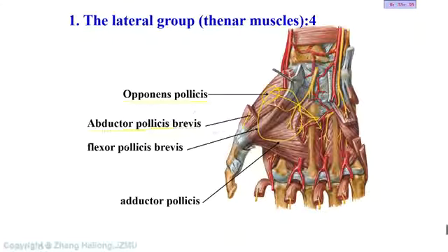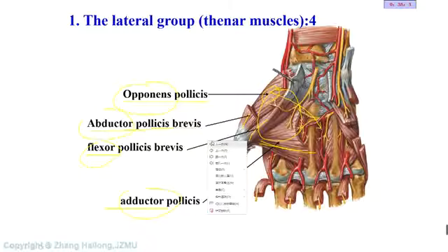Okay. And third one is flexor pollicis brevis. This one, in front of your thumb. When this muscle contracts, it makes your thumb move forward. Flexion. And the last one is adductor pollicis. This muscle runs from your palm to the thumb, and makes your thumb move medially. Adduction. So from the name, you will know the function of this muscle. Okay, that is the lateral group.